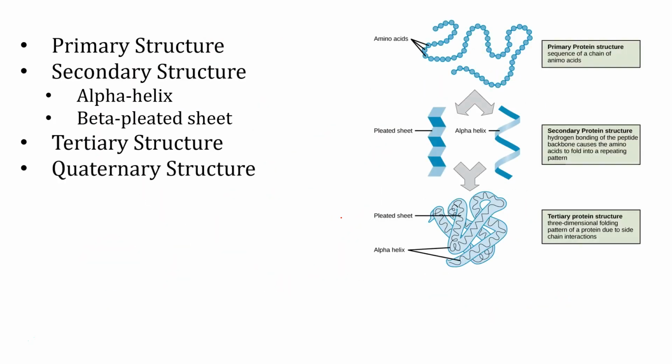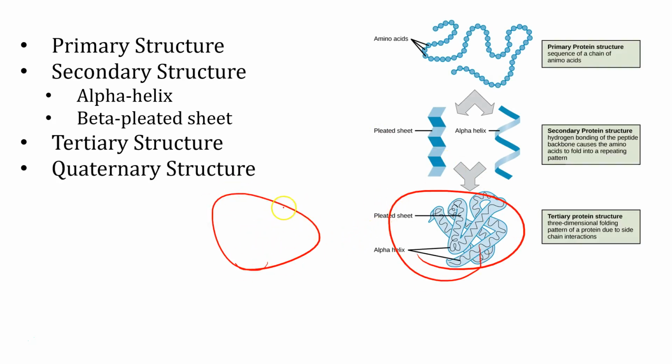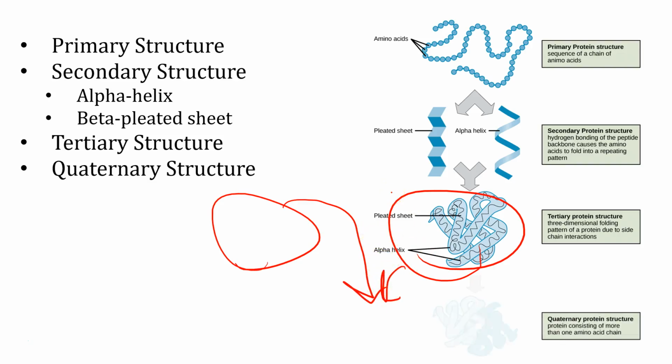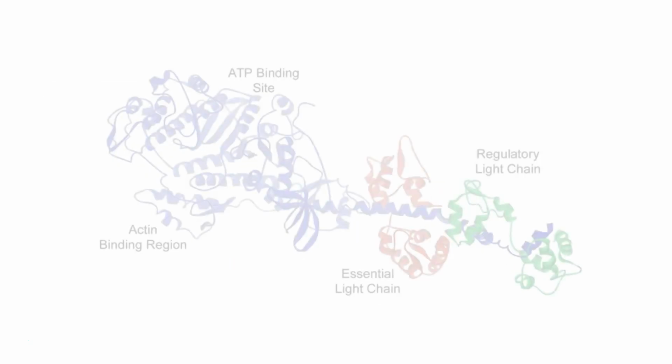Okay, and then lastly, you can have one tertiary structure of one protein and another tertiary structure of another one, and they can come together to form what's called a quaternary protein. So a quaternary protein is going to be two or more amino acid chains associating with one another.